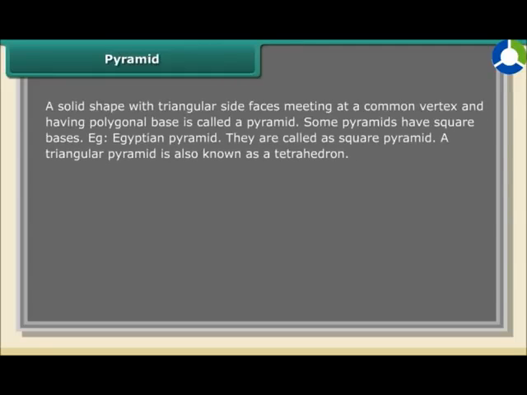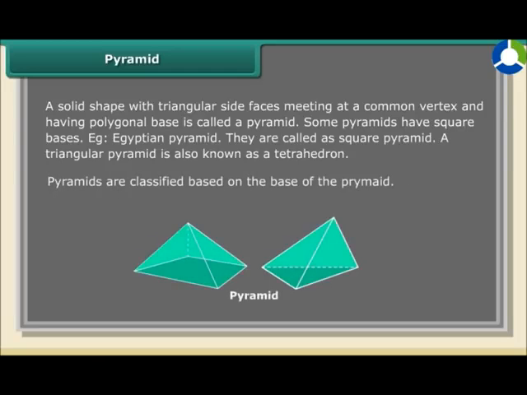Pyramid. A solid shape with triangular side faces meeting at a common vertex and having a polygonal base is called a pyramid. Some pyramids have square bases, for example, the Egyptian pyramid. They are called square pyramids. A triangular pyramid is also known as a tetrahedron. Pyramids are classified based on the base of the pyramid.